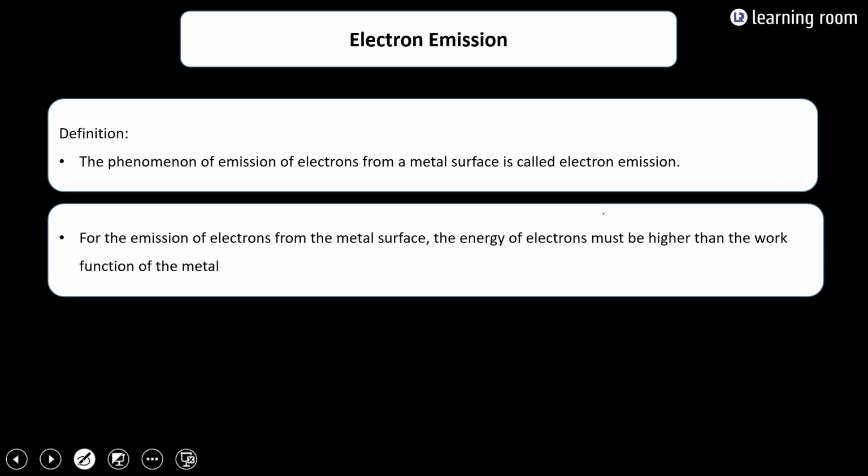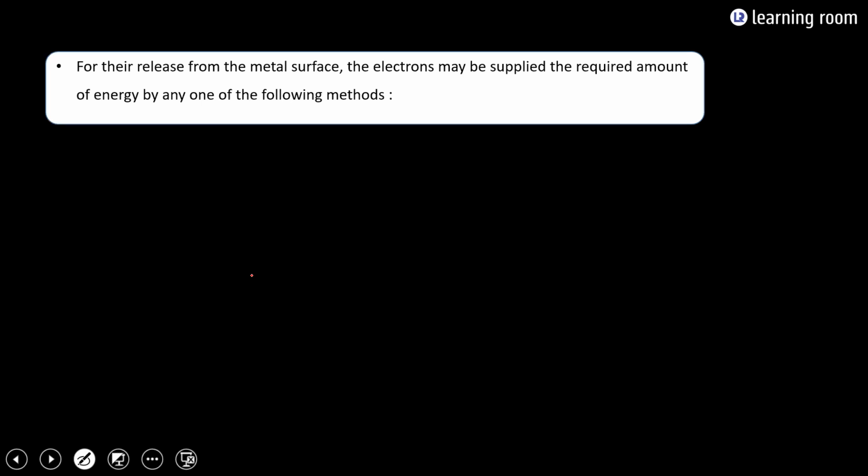Right. Can we proceed? Listen. So I hope this point has got registered. For the emission of electrons from the metal surface, the energy of electrons must be higher than the work function of the metal. Only then they can escape. Since we are discussing the different kinds of emission that are possible, we need to think of what are all the possible ways in which we can supply energy.